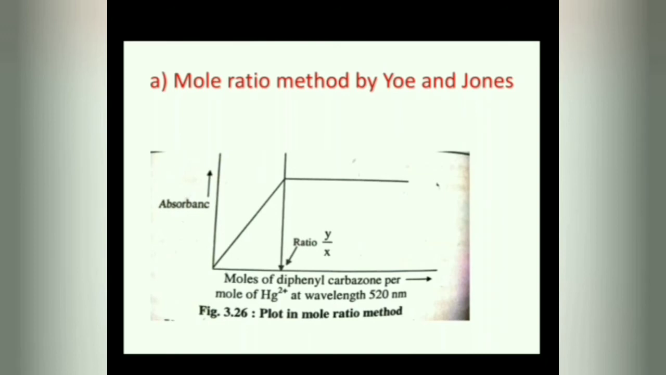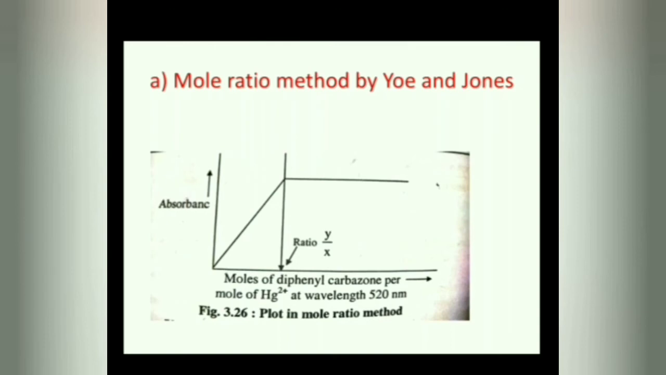Okay, the plot obtained in such a determination is given here, and here we are using an example of the diphenyl carbazone complex. The metal ion is Hg2+ ion, that is mercury, and the reagent is diphenyl carbazone. Here the ratio of y divided by x is obtained on a mole ratio. So student, this is one of the most important techniques which is asked many times in the examination. Let us begin with the next method for the study of coordination compounds.